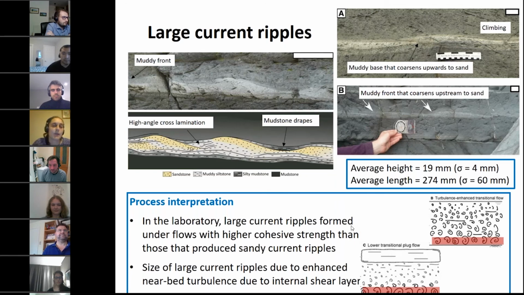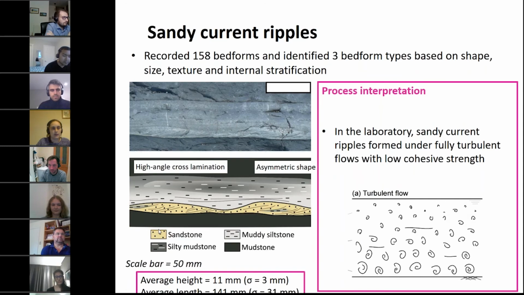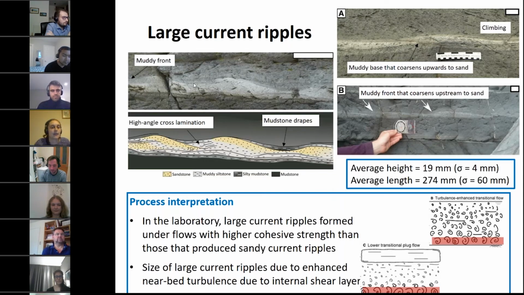The next type of bed form we found in the field we called large current ripples. These were mixed sandstone mudstone bed forms, and they had a variety of textures and characteristics shown in these photos here. They often had muddy fronts that coarsened upstream to sand, and also muddy bases that would coarsen upwards to sand. The bed forms were often climbing with high angle cross lamination.